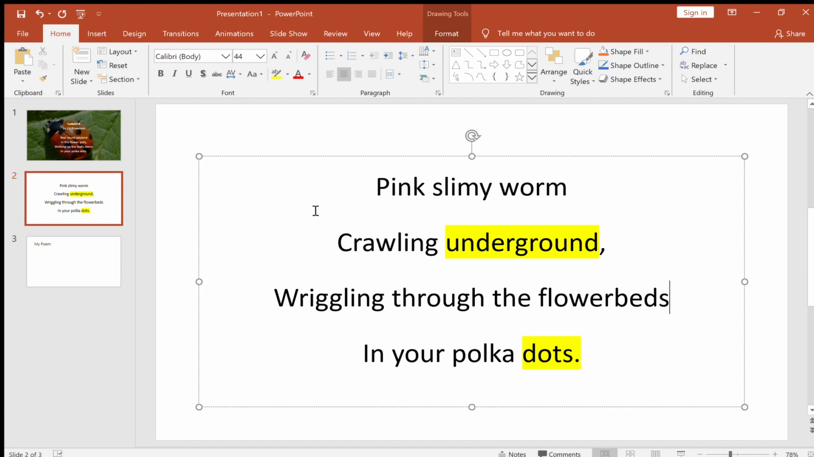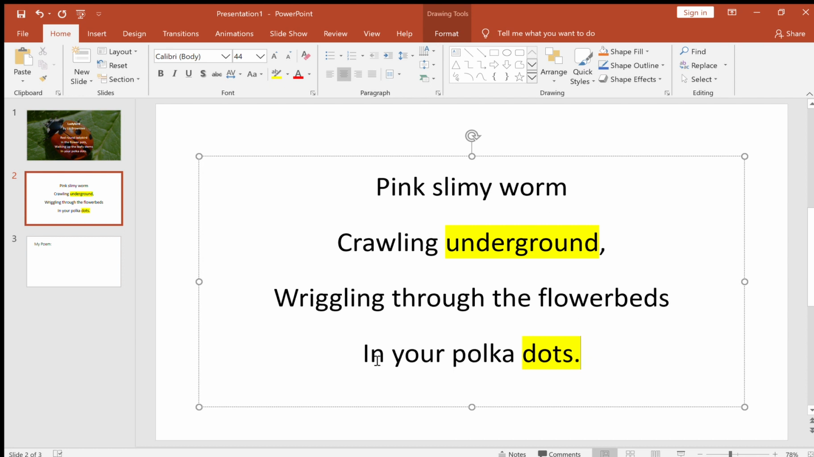Pink slimy worm, crawling underground, wriggling through the flower beds in your polka dots. Now that, first of all, doesn't rhyme, and it doesn't make sense because worms don't have polka dots. So I'm just going to change Liz Brownlee's poem again. I've used exactly the same structure as Liz. I've just changed it to make it my own. I've replaced the adjectives, I've replaced the verbs, and I've made it about a different mini beast.